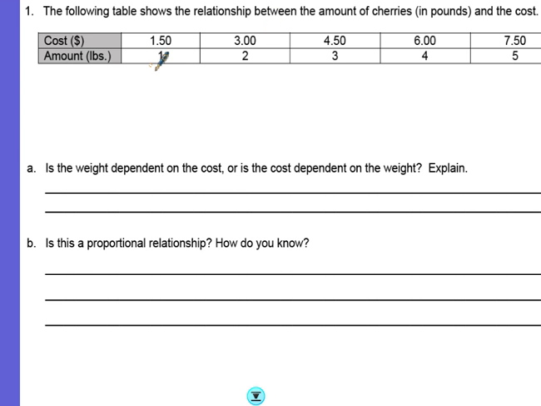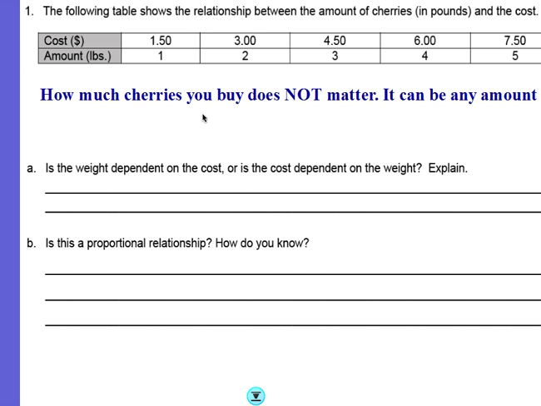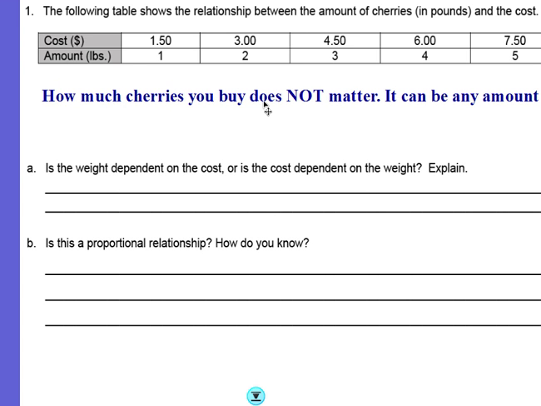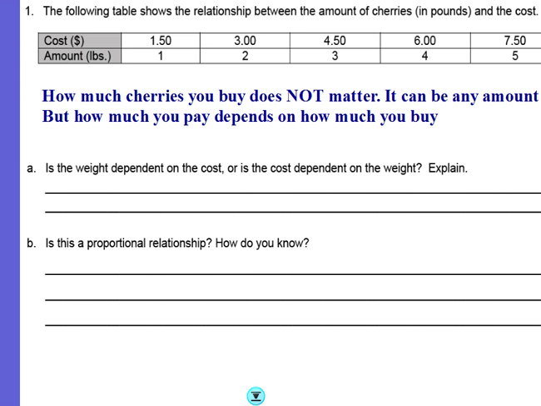It doesn't really matter how much of the cherries you buy. The amount of cherries you buy is your choice. So you don't have to write this down, but I want you to read, how much cherries you buy does not matter. It could be any amount. So that's why the amount should be the independent variable. But let's look at the next sentence. But how much you pay, which is the cost, depends on how much you buy. So basically this second sentence here, how much you pay, the cost, depends on the amount or the weight.